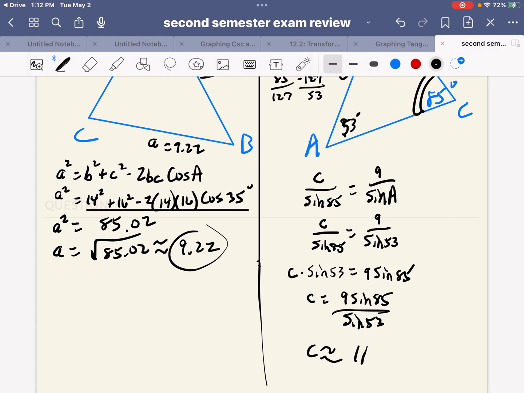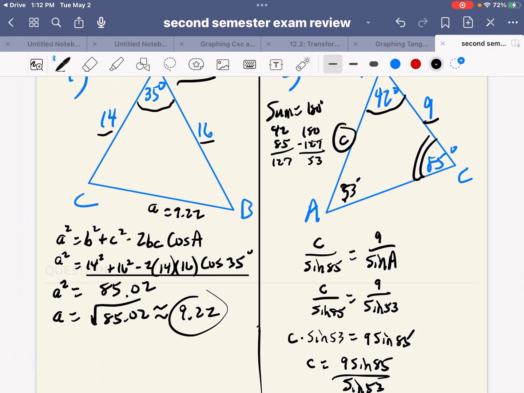The calculator tells me 11.223-ish. 11.23-ish is the measure of that missing side. So that's a quick review of right triangle trig, the law of sines and the law of cosines. You definitely need to attack that portion of the review sheet to get some more practice problems from these very limited number of examples.